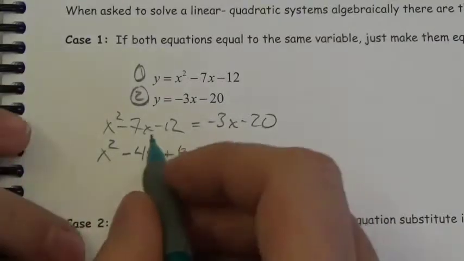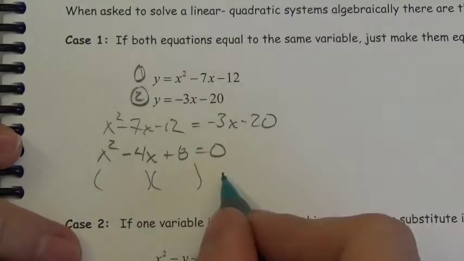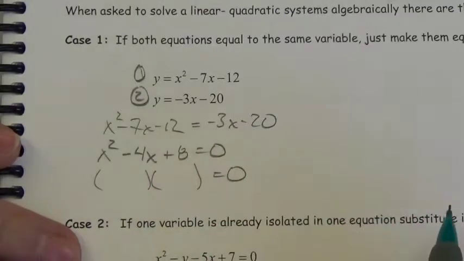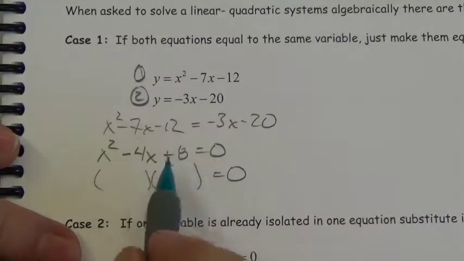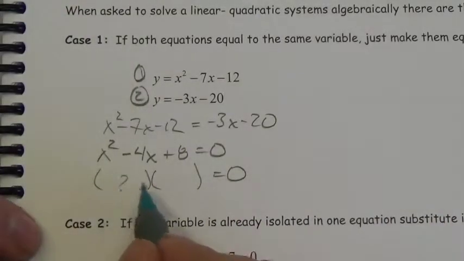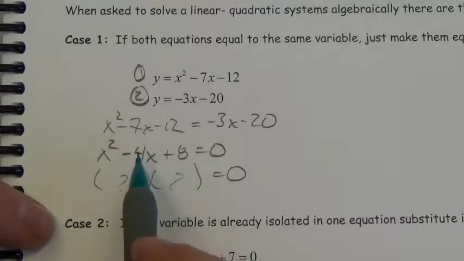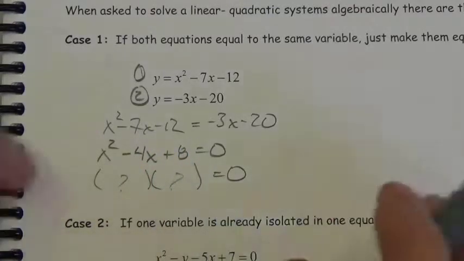So now I am looking for factors of 8 that are going to sum up to negative 4. They don't exist, right? Factors of 8 are going to be 2 and 4. Well, that's not going to give you 4. 1 and 8, that isn't going to give you 4.